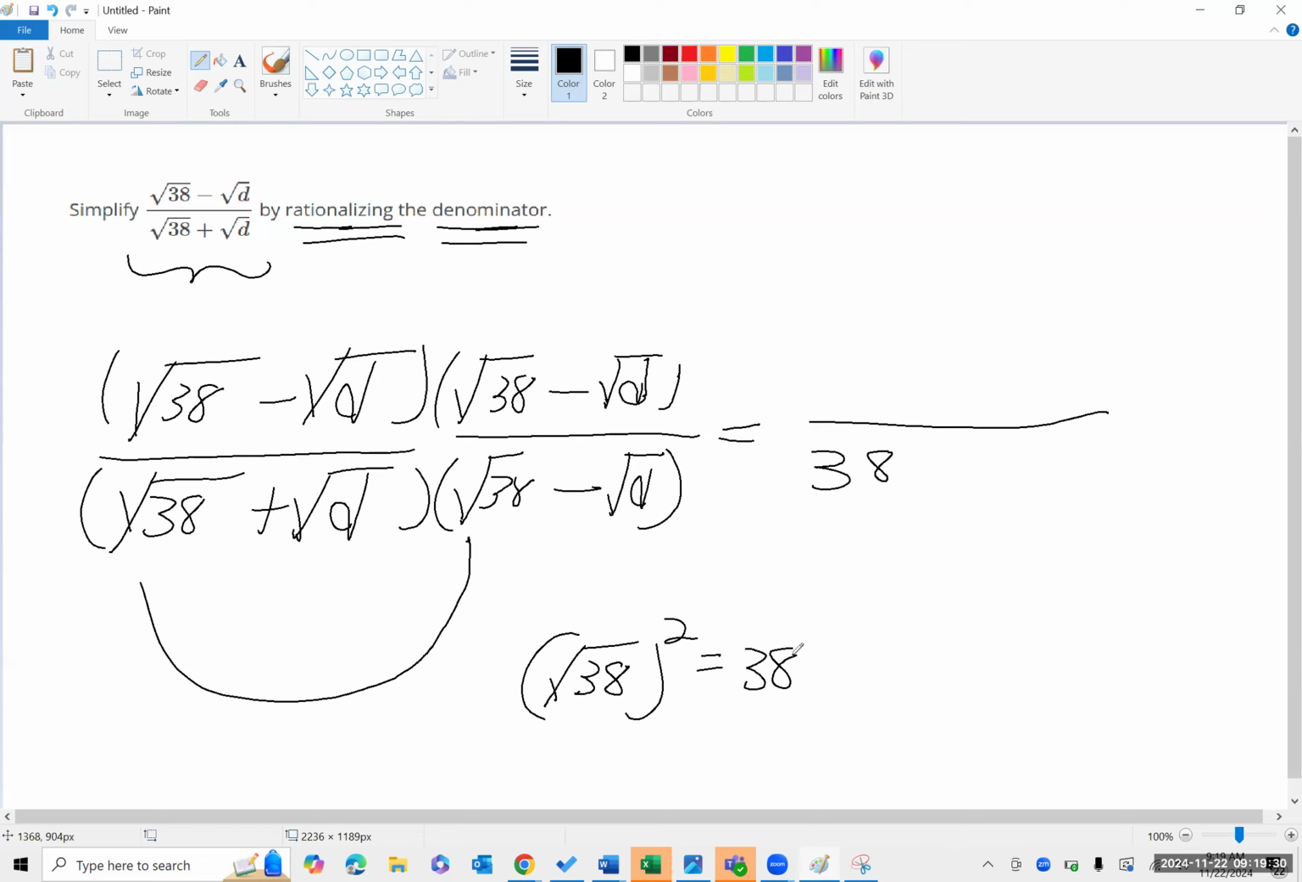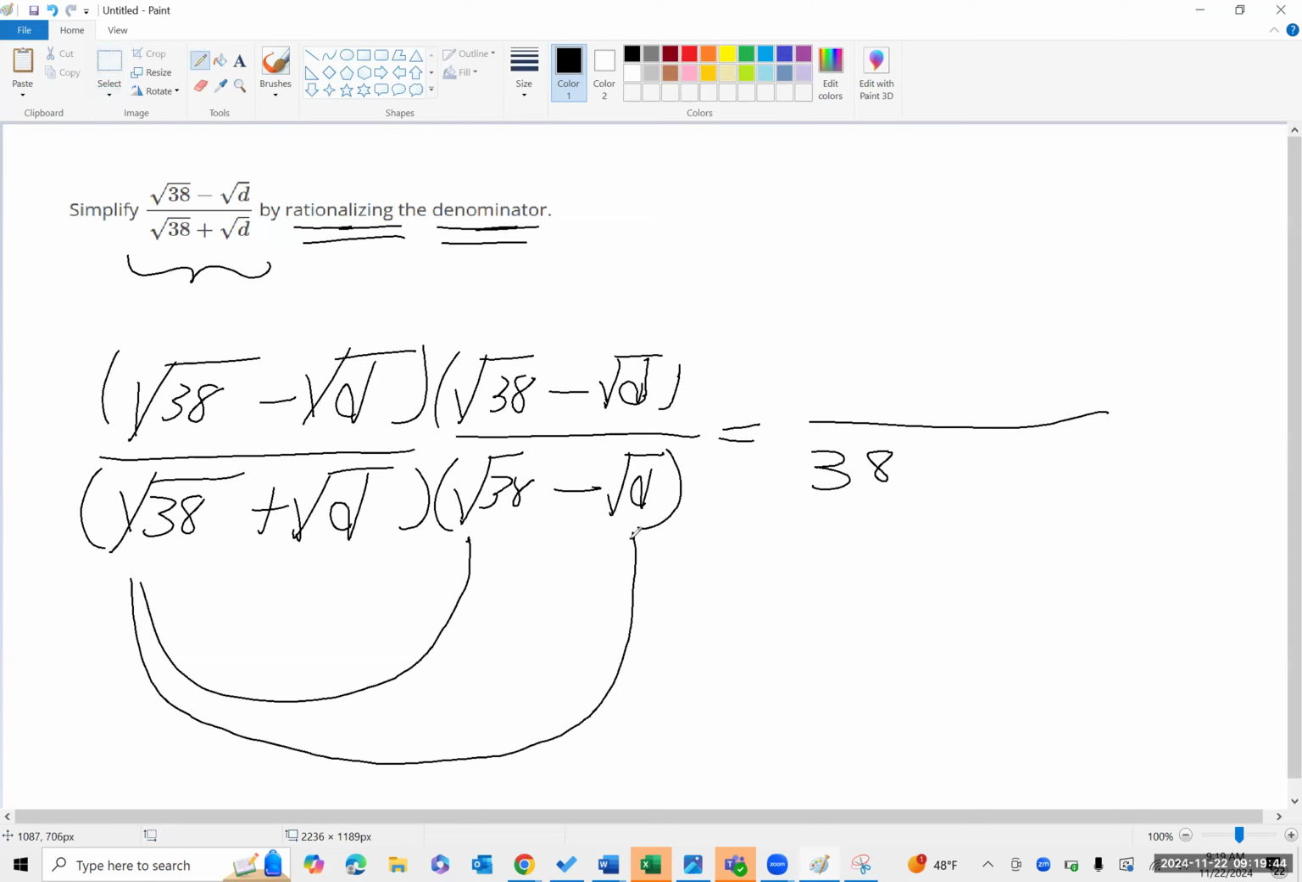And then the outer is going to be minus root 38 times root d. I could combine them inside the same radical, but right now you're going to see it's better to just leave it that way.